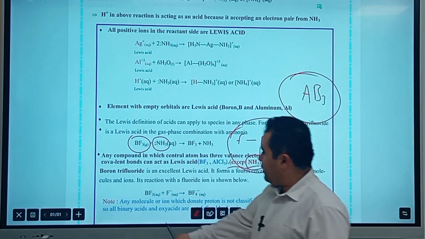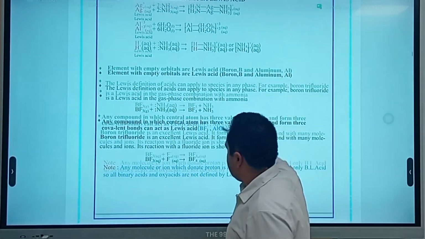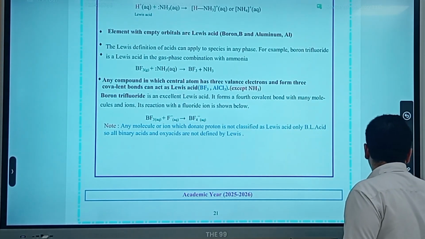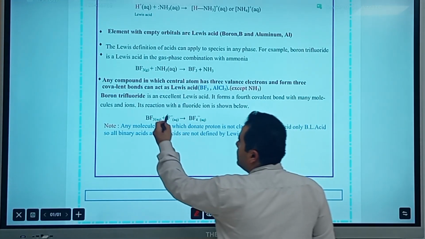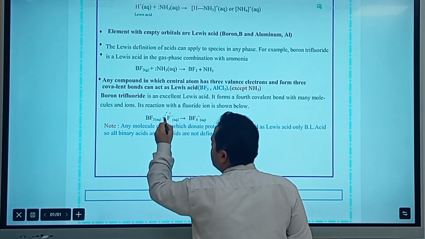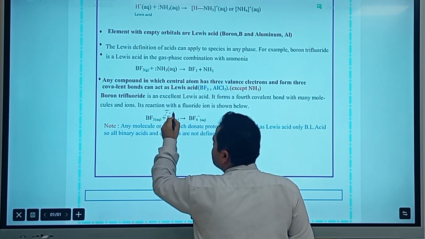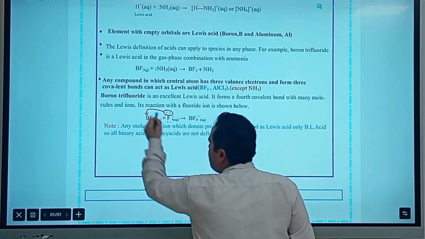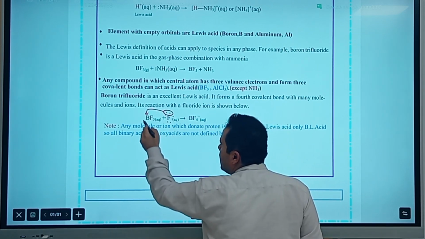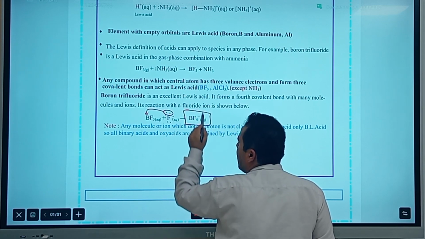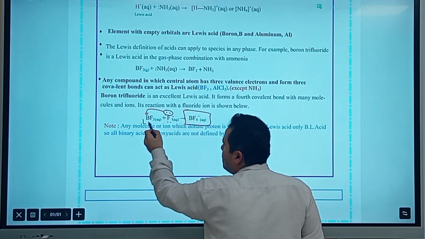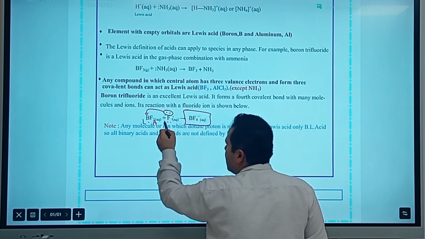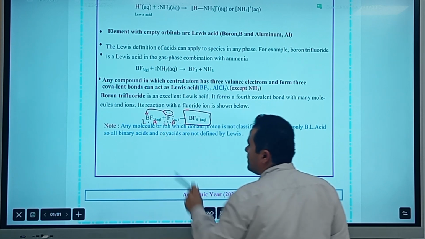We have got BF3 plus F negative. Here the F negative has valence electrons and donates a pair of electrons to the BF3 to form BF4 negative. That's why BF3 is the Lewis acid and F negative is the Lewis base.